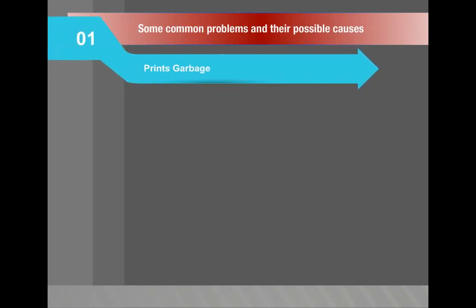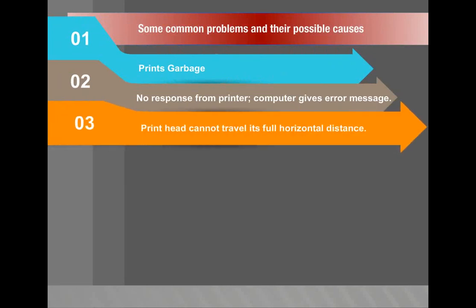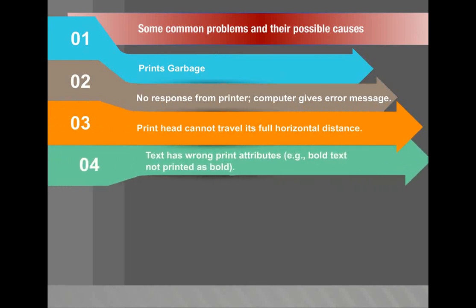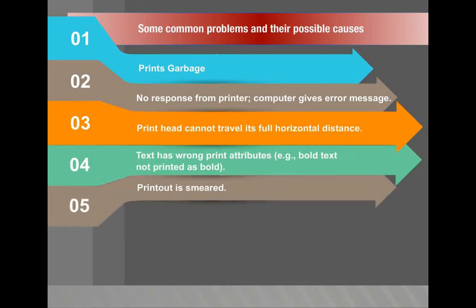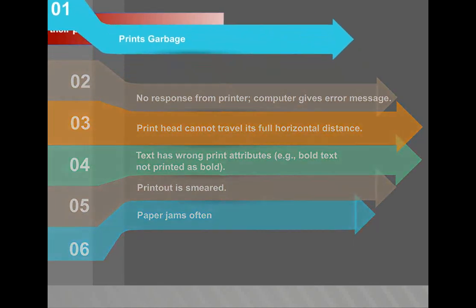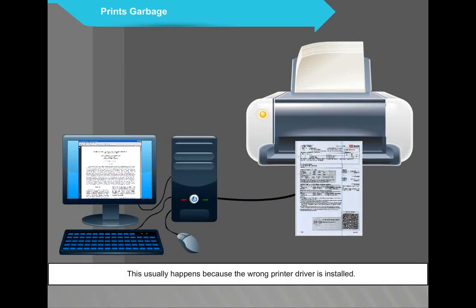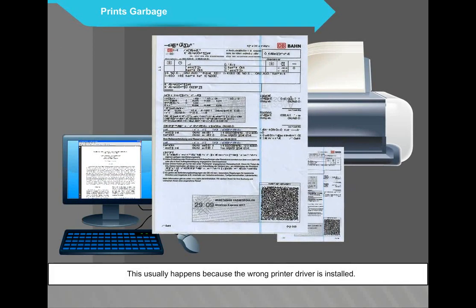Some common problems and their possible causes. Prints garbage. No response from printer, computer gives error message. Print head cannot travel its full horizontal distance. Text has wrong print attributes. Example, bold text not printed as bold. Printout is smeared. Paper jams often. Prints garbage. This usually happens because the wrong printer driver is installed.